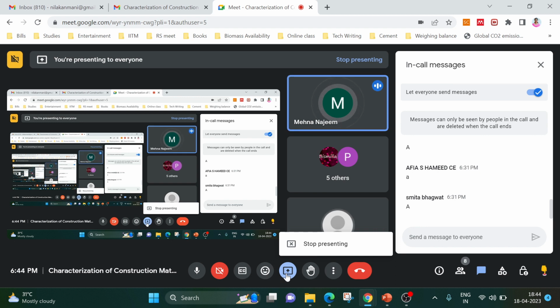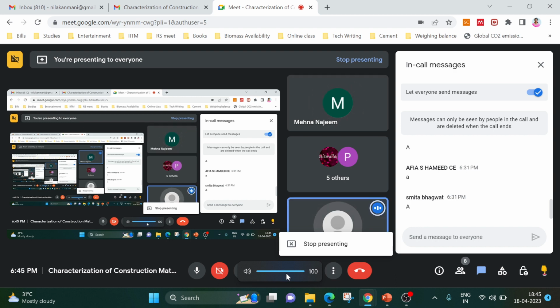Ma'am, the final date has not yet come. Sorry? The final date has not yet come. Okay, mostly it will be by April. They told us April 30, but till now we didn't receive any hall ticket and all. Okay, what is that date? Can you tell me again?